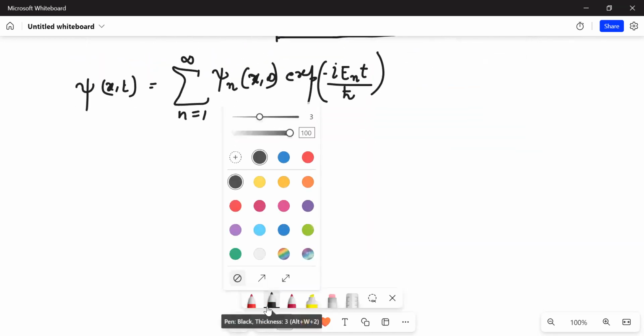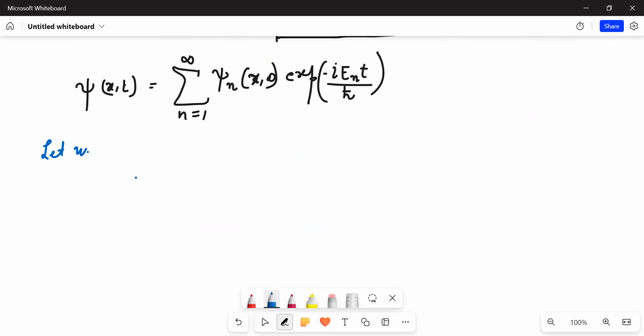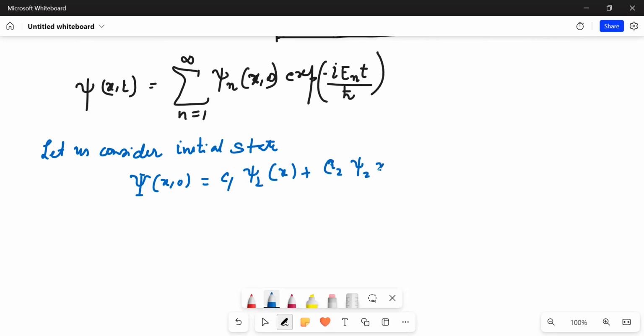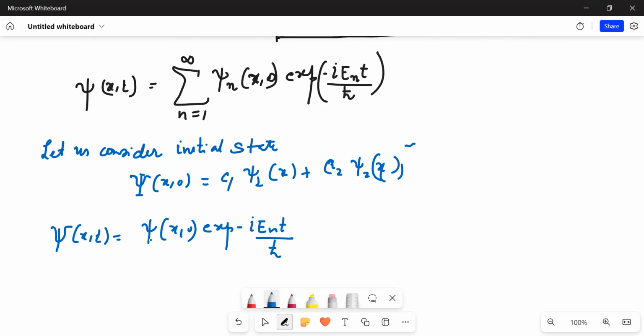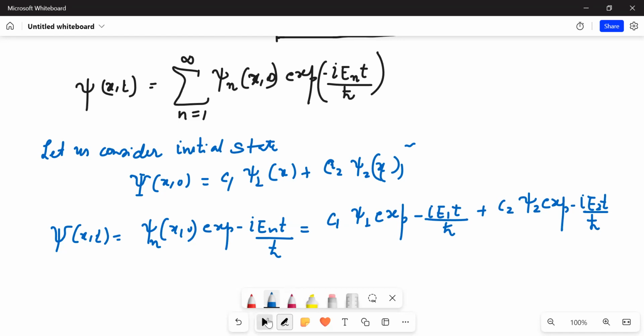Let us consider an initial state of the particle. Let us say that initially my particle is prepared using two stationary states, psi1 and psi2, with energies E1 and E2 respectively. We want to find the wave function at any future time. Please do remember the exponential of minus iota E n t upon h cut. So I'll write it as C1 psi1 exponential of minus iota E1 t upon h cut plus C2 psi2 exponential of minus iota E2 t upon h cut.